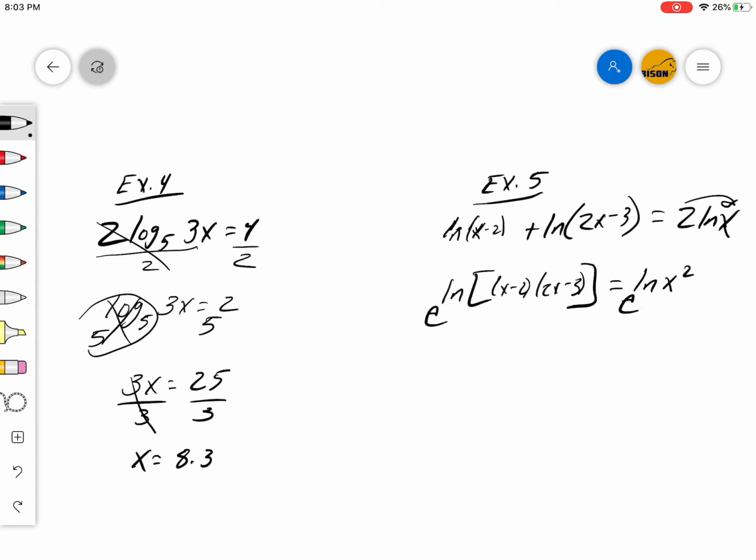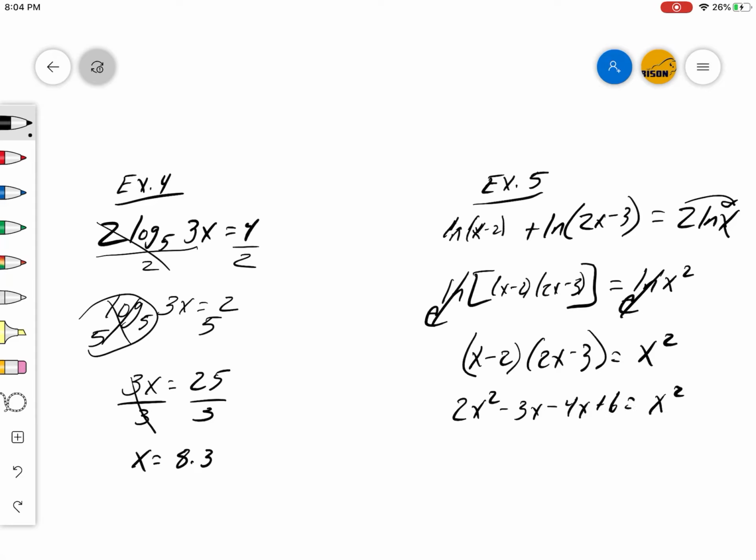At this point, I've got a log on both sides, so I can do my exponent thing and get rid of all this and just leave myself with the stuff that's in here. So x minus 2, 2x minus 3, that's all equal to x squared. Now, this problem has quite a bit left to do. We've got a FOIL. We'll probably end up factoring if you can see the future. So this would be 2x squared minus 3x minus 4x plus 6, x squared.